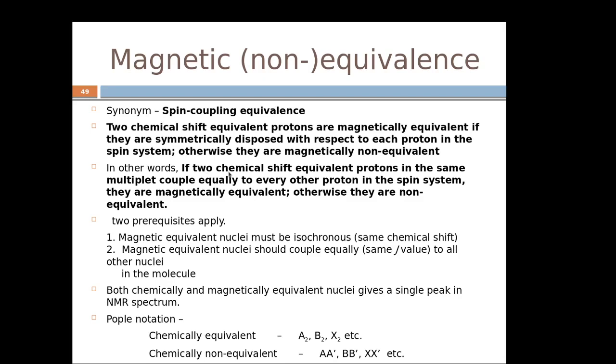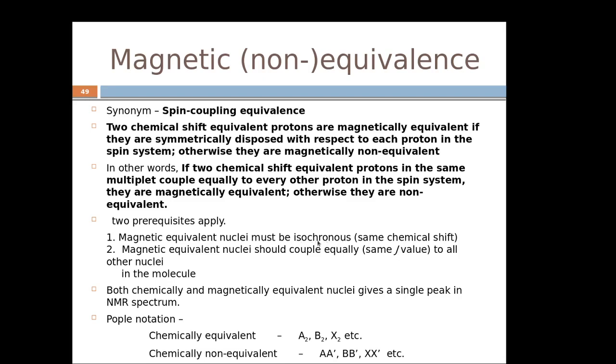In other words, if two chemical shift equivalent protons A and B in the same multiplet couple equally to every other proton in the spin system, so in our case, for methyl protons, every other proton is proton C. So if proton A and B couple equally to proton C, then proton A and B can be called magnetically equivalent. Otherwise, they are magnetically non-equivalent. So we have got prerequisites here. Magnetically equivalent protons should have the same chemical shift value, or magnetically equivalent protons should be chemical shift equivalent.